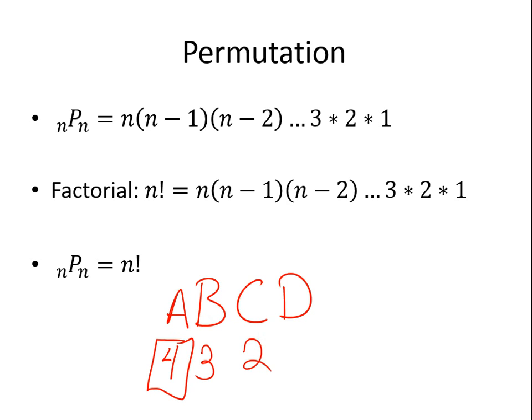How many can go into the next spot now after you filled the first 2? You can only have 2. And then how many can go into the last spot? 1. Okay. What you end up doing is multiplying those together. So you multiply all those numbers together, and that's how we get our 24.